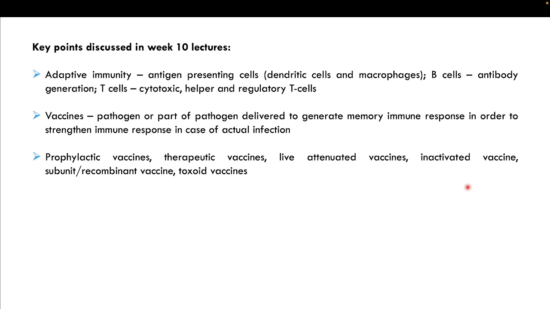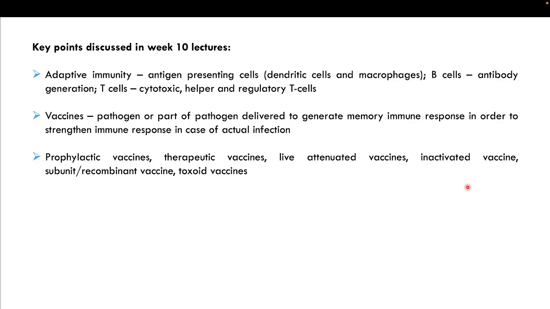And also there are something known as toxoid vaccines, wherein for few diseases we know that the entire pathogen is not harmful, but the pathogen produces a particular toxin which then causes the disease.